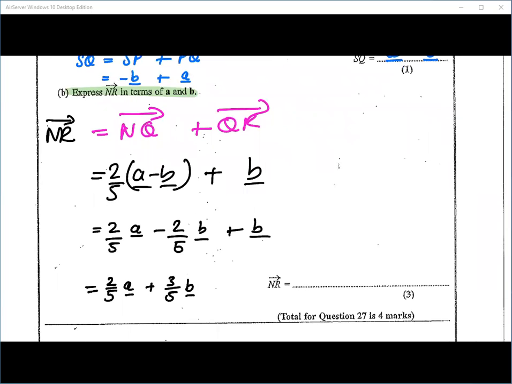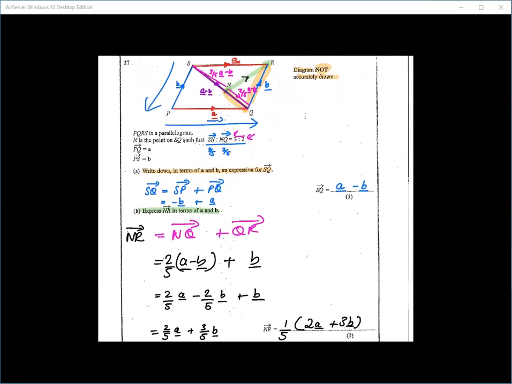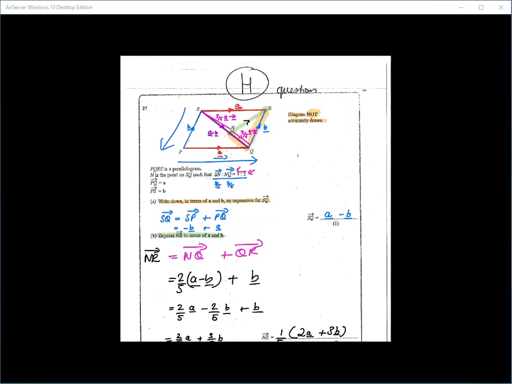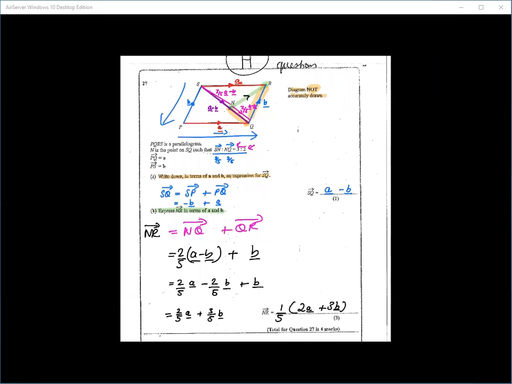So you can take the fifths out if you like. You take the fifth out, and you're left with 2A add 3B. And that's the end of the first higher question that we're doing.